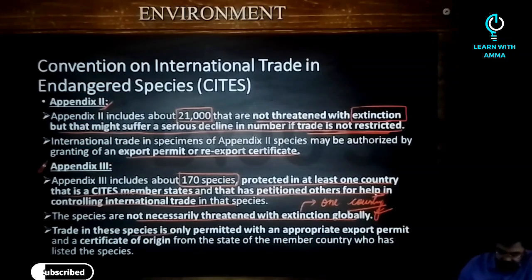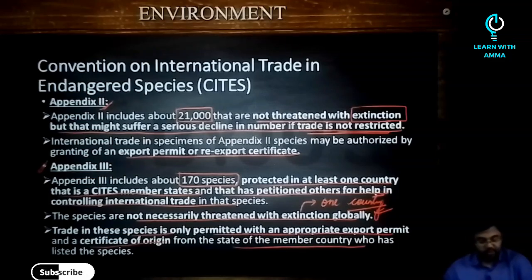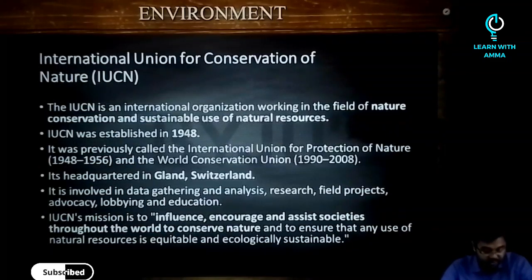The trade in these species is only permitted with an appropriate export permit and a certificate of origin from the state of the member country who has listed the species. So it contains approximately 170 species.